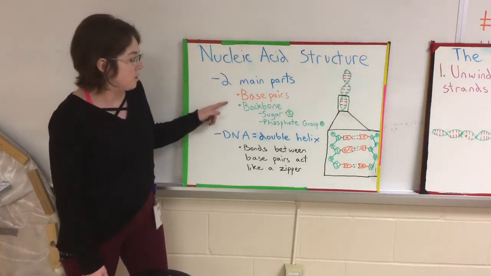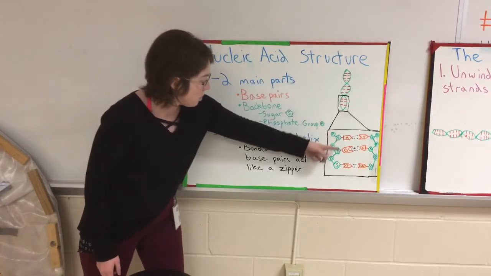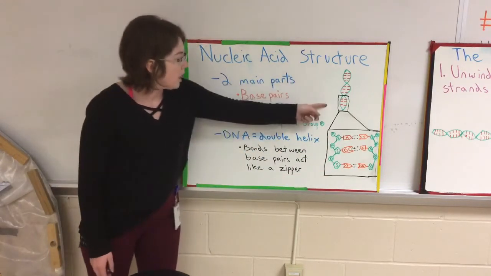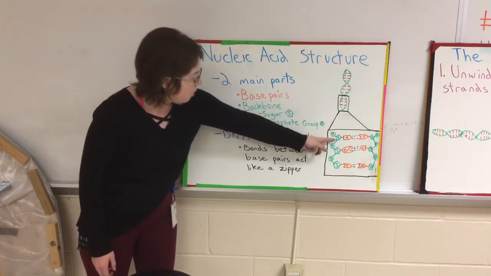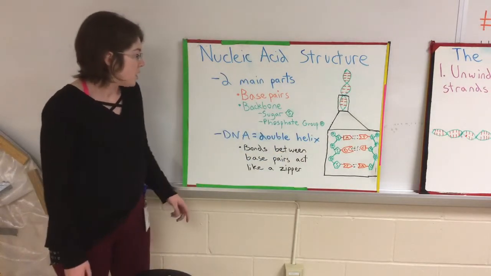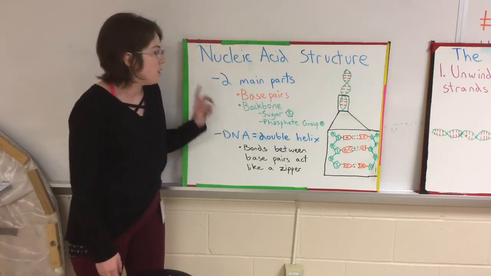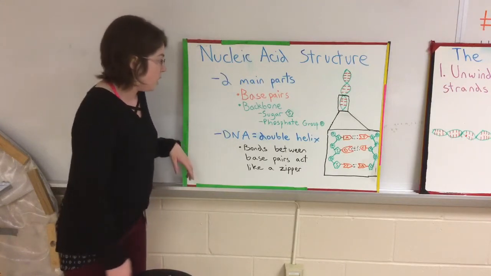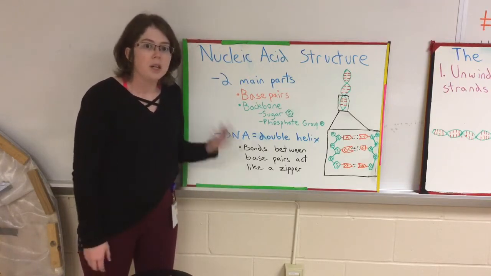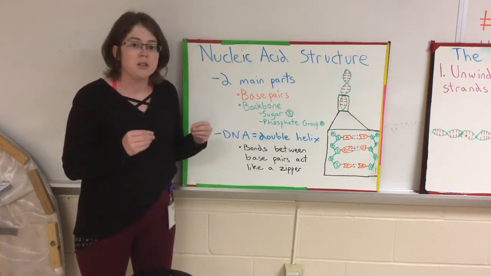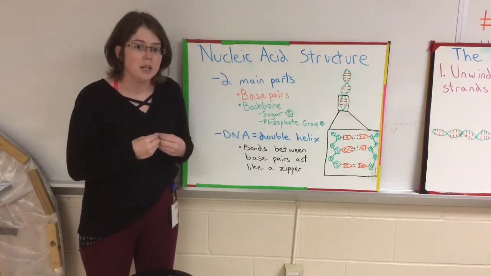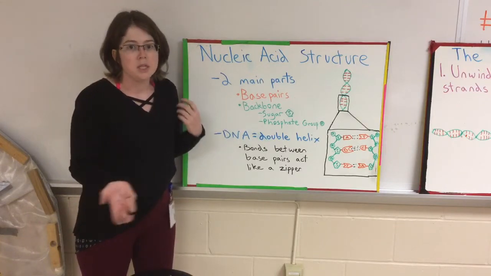There are the base pairs, which you can see in orange in these pictures, and the backbone, which is in green and has a sugar group, or a sugar, and a phosphate group. The formation of DNA comes out to be a double helix because of the bonds between the base pairs. As you'll be able to learn about a little later, these base pairs act like a zipper for the DNA molecule. They hold it together when necessary, but it can come apart with the right pieces.